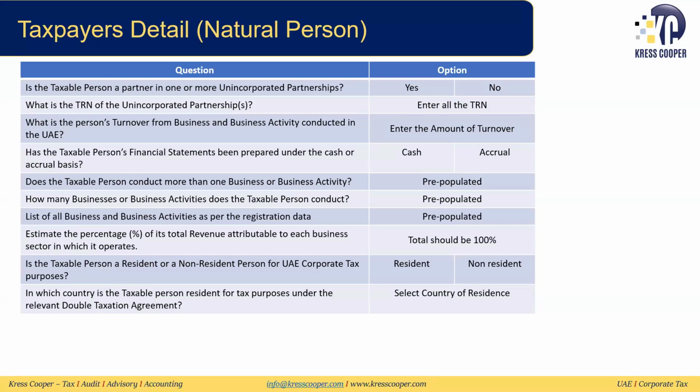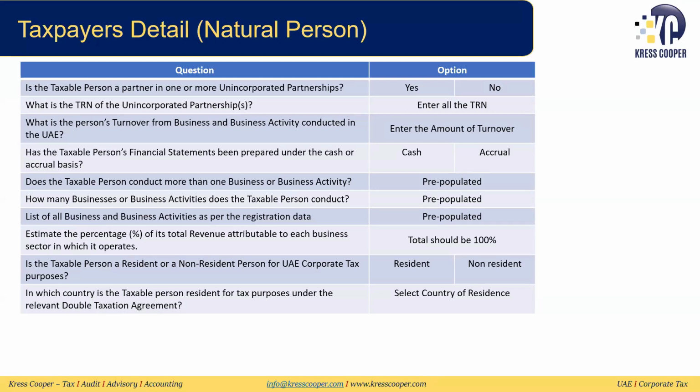How many businesses or business activities does the taxable person conduct? Again, it will get a pre-populated list of all the businesses and business activities as per the registration data. So like we said earlier, it is very important for your registration details to be accurate, because all this is getting pre-populated.